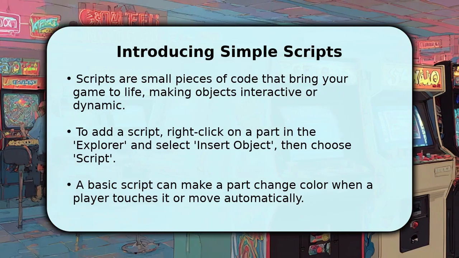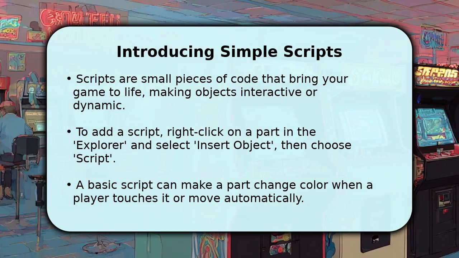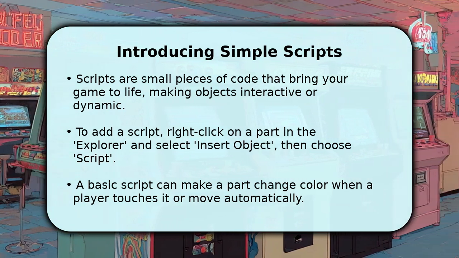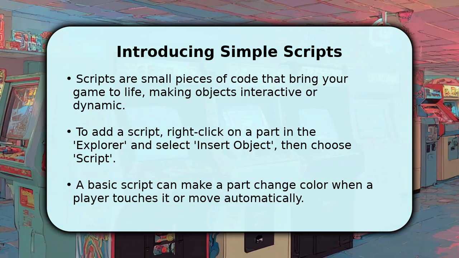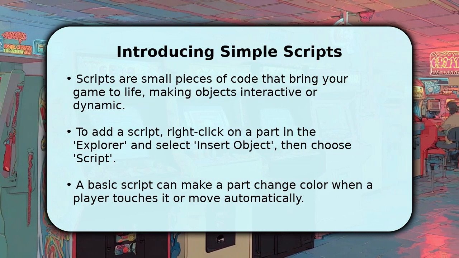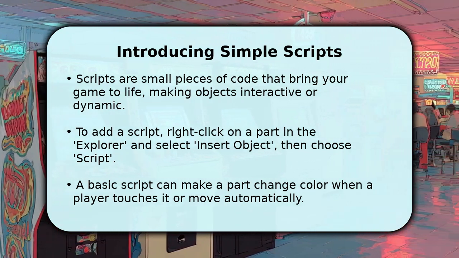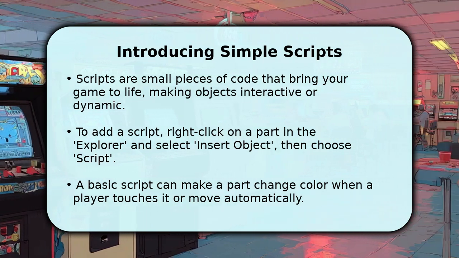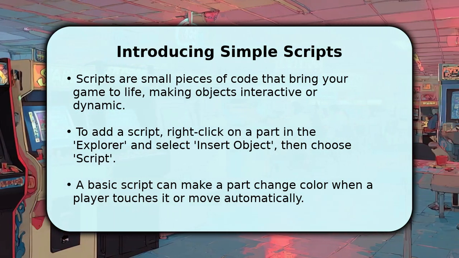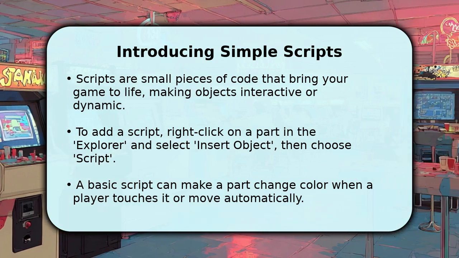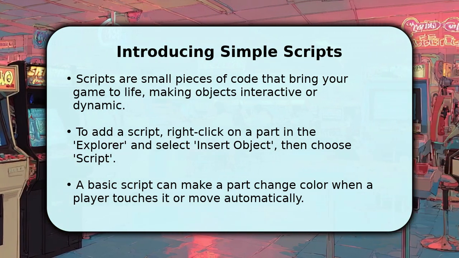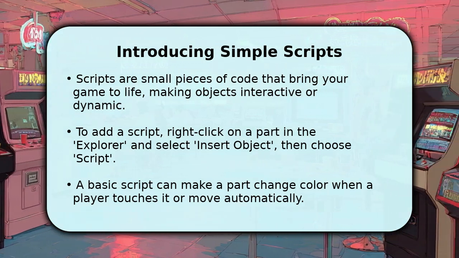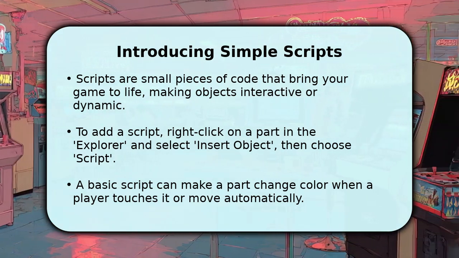Scripts are the magic behind any interactive game. They tell your objects what to do. Imagine you want a door to open automatically when a player approaches. You would attach a script to that door. For example, a script could change a part's transparency to 0 when touched, making it disappear. These short code snippets, written in Lua, power everything from simple color changes to complex game mechanics. Even a 5-line script can create a noticeable effect, providing instant gratification as you learn.